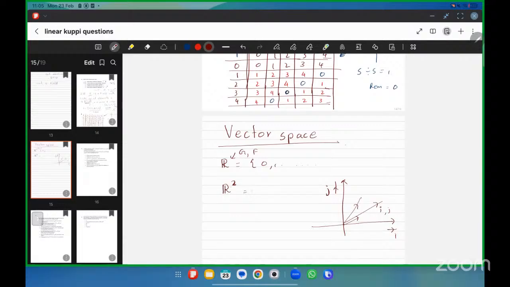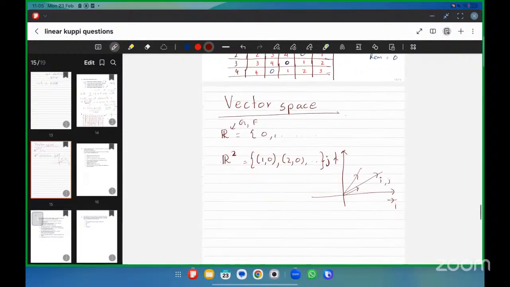And if we repeat like this, then 1 comma 0 and 2 comma 0, kind of like this. So basically it's a vector. Vector means it is not in one dimension. Sorry, more than one dimension. So in those kinds of elements, those kinds of sets, we are dealing with those kinds of things.